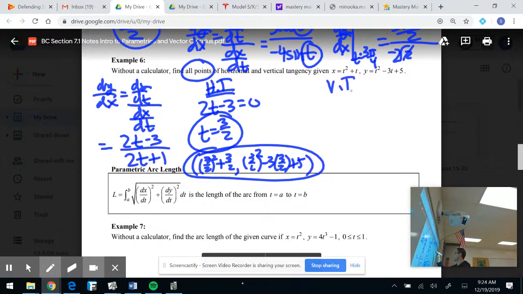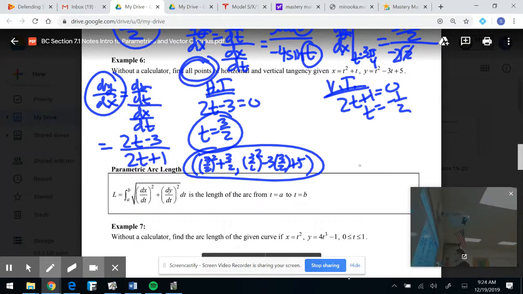Vertical tangent is going to be whenever my derivative's denominator is 0, which gave me a DNE. And that would be when t equals negative 1/2. And then how do I find those points? Well, all I have to do is plug that stuff back in, right, class? I'm going to plug that stuff back in.